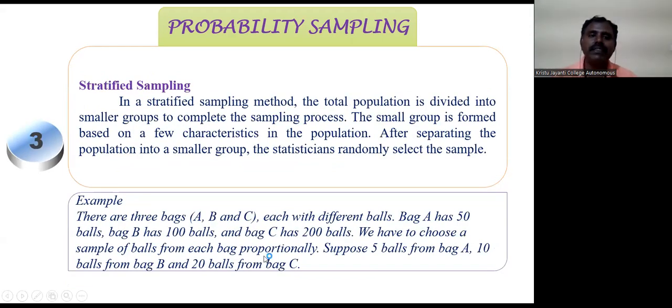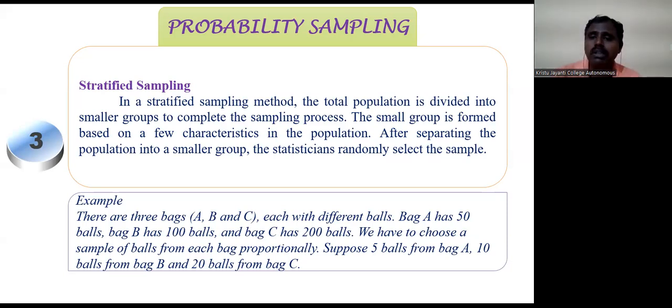Next one, stratified sampling. What do you mean by stratified sampling? You can see here in the example, there are 3 bags, A, B, and C, each with different balls. Bag A has 50 balls, bag B has 100 balls, and bag C has 200 balls. Now, we have to choose a sample of balls from each bag proportionally. Suppose 5 balls from bag A, 10 balls from bag B, and 20 balls from bag C. That is called stratified sampling.